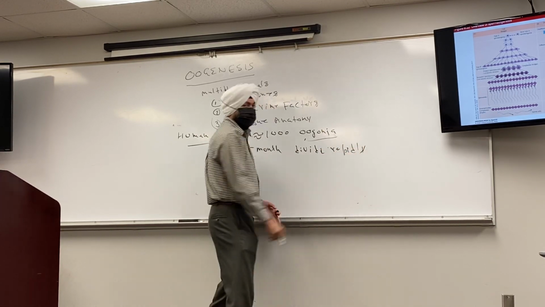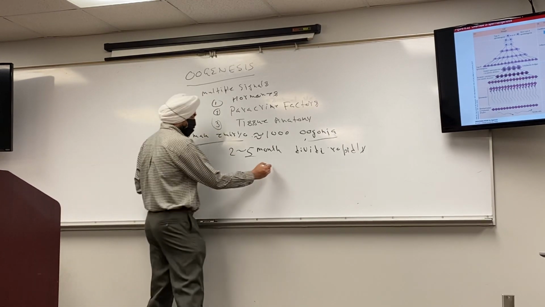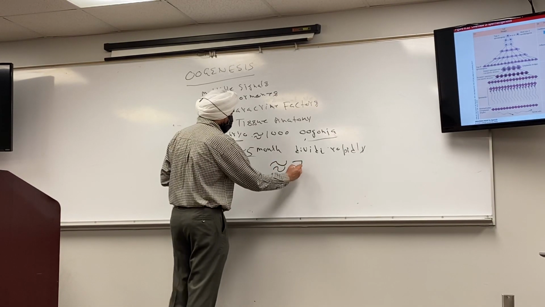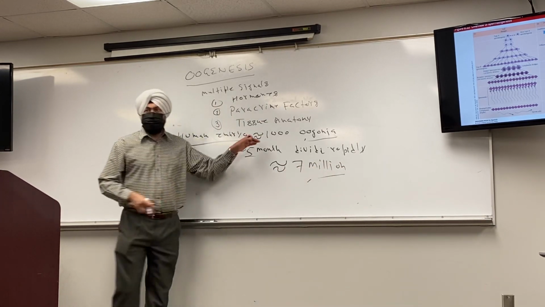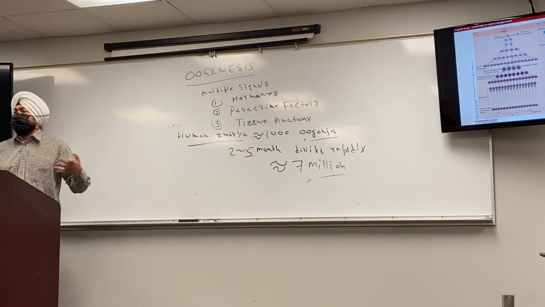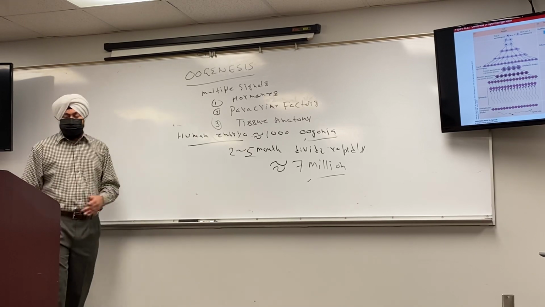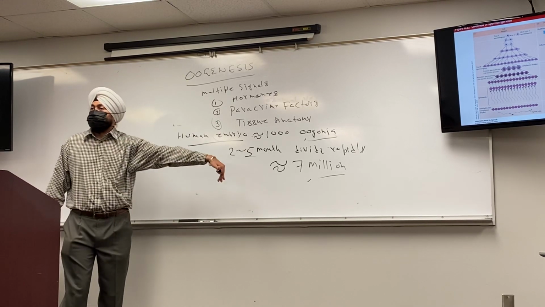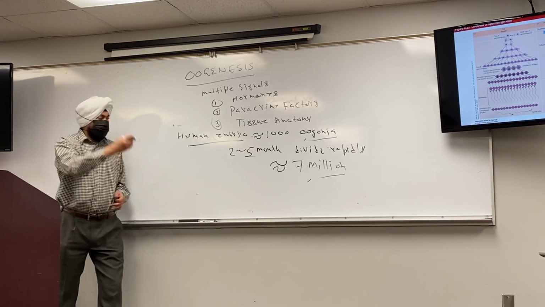They rapidly divide, okay? And they reach around 7 million. So 1,000 reach, they divide, and they become almost 7 million, okay? And what happened after that, they start dying. So by 2 to 5 months, dividing crazy, and then they start dying.